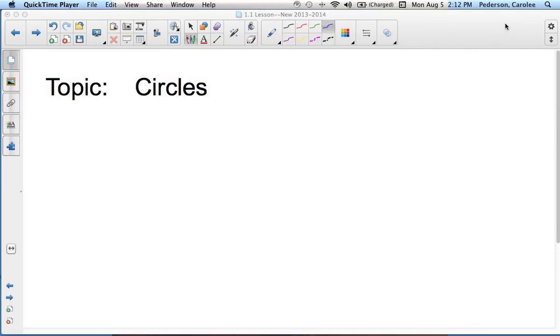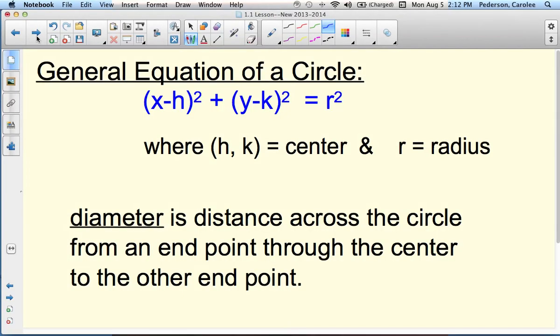This video focuses on circles, graphing circles, the equation of the circle, and the distance formula. So this first slide is the basic general equation of a circle, x minus h all squared plus y minus k all squared equals r squared. The h comma k represents the center of the circle, and the r represents the radius of the circle.